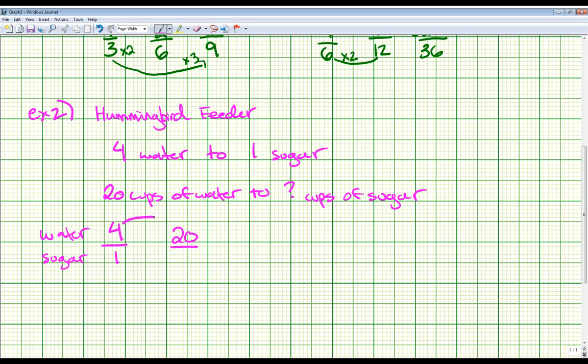So if I take my 4 and I figure out how do I get from 4 to 20, well, I multiplied by 5. So I have to do the same thing to the bottom. So I'm going to go 1 times 5, which would give me 5. So my mystery number of cups of sugar would be 5. So my final answer is 5 cups of sugar, which seems like a lot, but those hummingbirds love their sugar water.